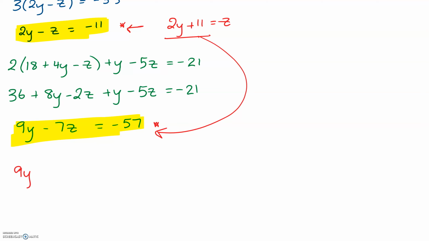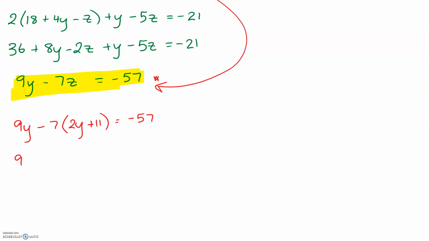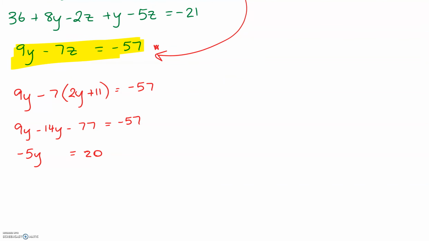So again, we've got 9y minus 7 multiplied by 2y plus 11. So replacing the z, that equals negative 57. Expand it all out. So we've got 9y minus 14y minus 77 equals negative 57. Now if you see, we've only got y now as our only variable. So now we can solve this. This will become a linear equation. We can solve for y. So we've got negative 5y is equal to positive 20. And again, if we divide both sides by negative 5, y is equal to negative 4.